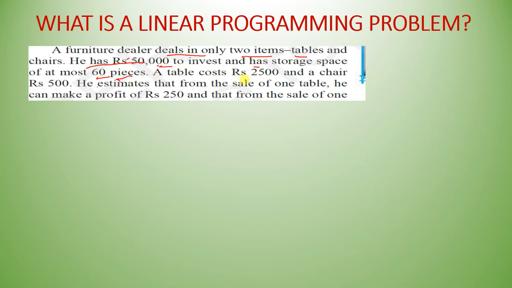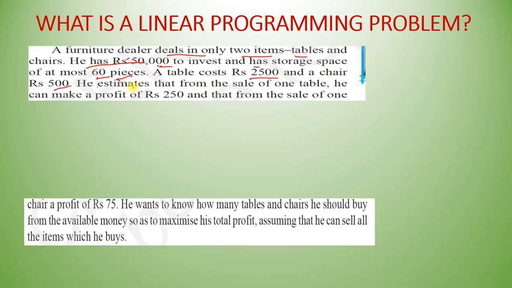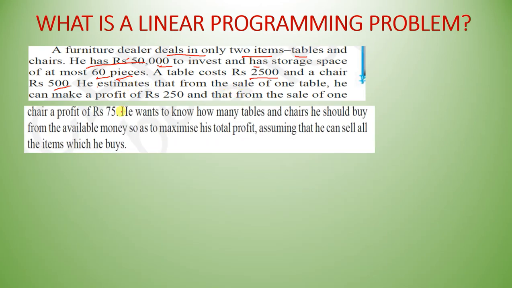The second condition which we are given, that is the cost of a table is 2500 and the cost of a chair is rupees 500. He estimates that from the sale of one table he can make a profit of rupees 250 and that from the sale of one chair a profit of rupees 75. He wants to know how many tables and chairs he should buy from the available money.